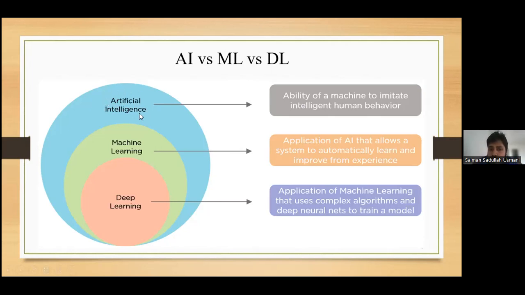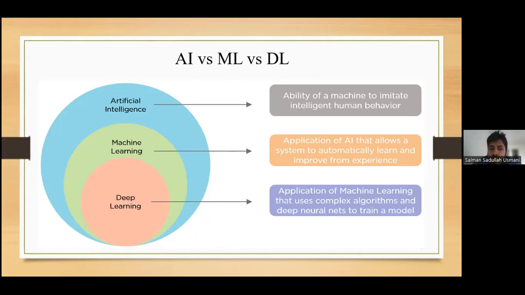Within artificial intelligence, there is a domain known as machine learning. That means it is an application of AI that allows a system to automatically learn and improve from experience. If I break down the words, the machine learns from past experience and then tries to predict the outcome for a new experience, or for new data.